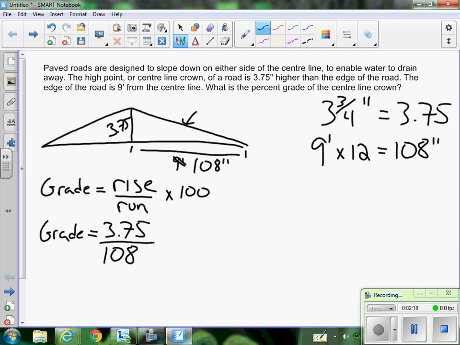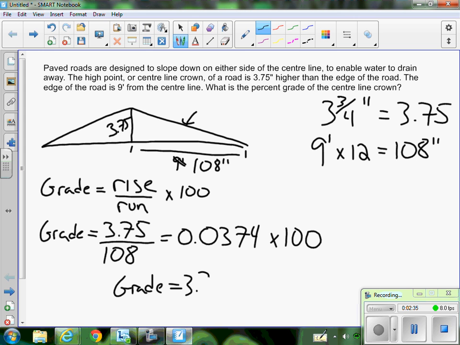When I do that, I end up with 0.0374. Now remember, I have to also times it by 100. And so my grade is going to be equal to 3.74%. Okay, so that's question 2.